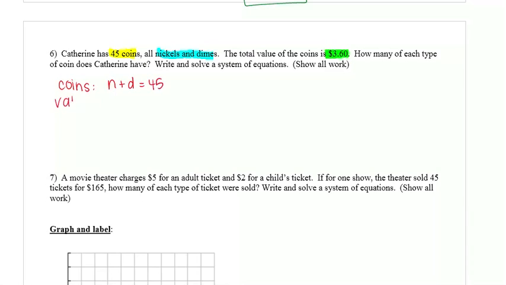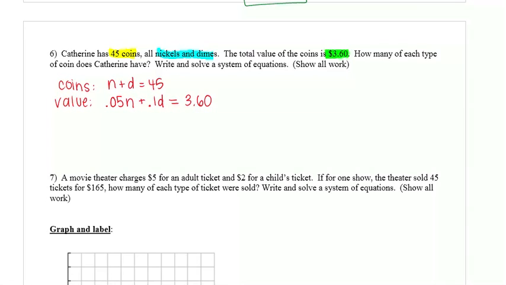The other one we're going to write is going to involve the value of those coins. So a nickel is 5 cents, so if we say 0.05n, that's going to be the value of all of my nickels. Dimes are 10 cents, so I'm going to say 0.1d, and then altogether that equals $3.60.